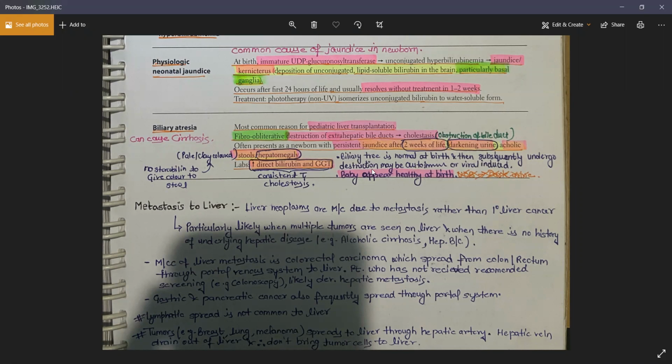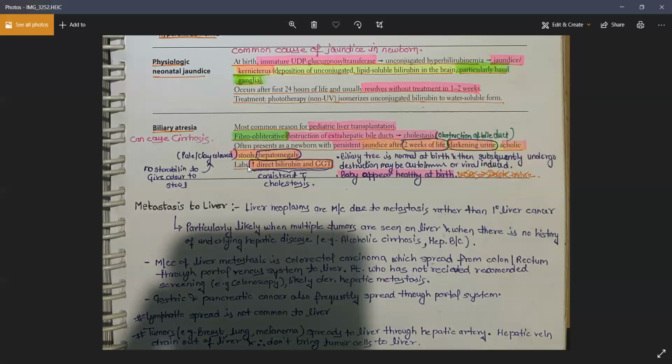The destruction could be autoimmune or viral induced. The specific cause is still unknown; it's just happening, right? The baby will be normal at birth, and the symptoms will only start appearing after 2 weeks. Very important: you will have an absolutely normal baby at the time of birth.